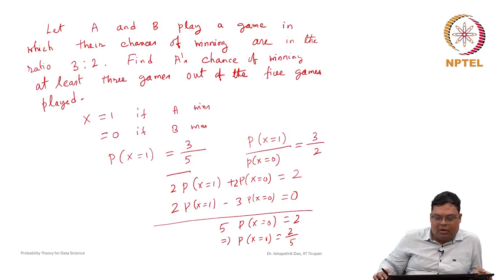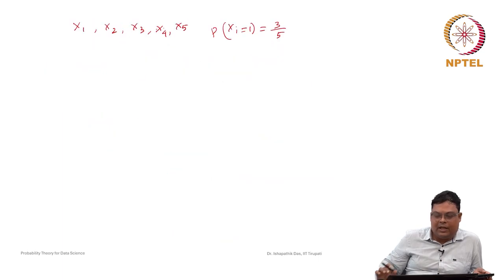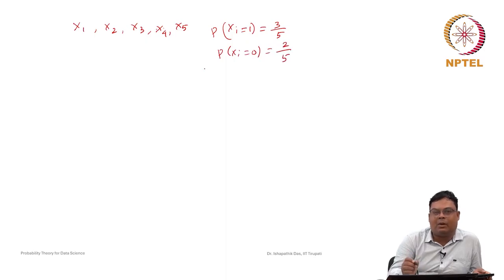Now 5 times they are playing, so we consider X1, X2, X3, X4 and X5, the random variables representing each game played. Each random variable has the same probability; they are identically distributed, with probability 3 by 5, because Xi equals 1 if A wins. The probability that Xi is equal to 0 is also 2 by 5, because each time the winning probabilities are the same, for i equal to 1 to 5.